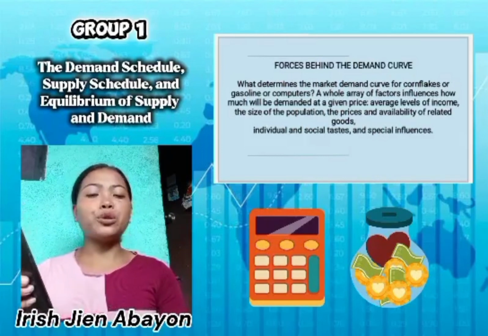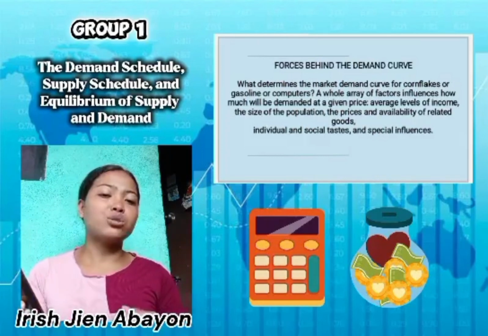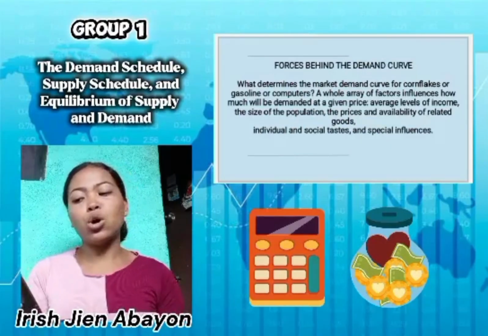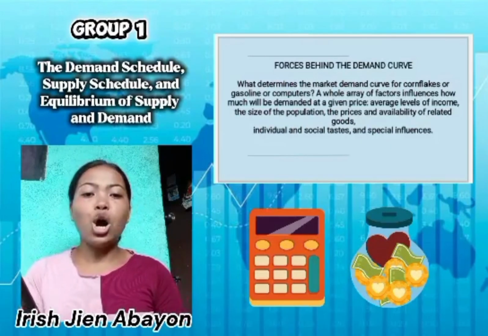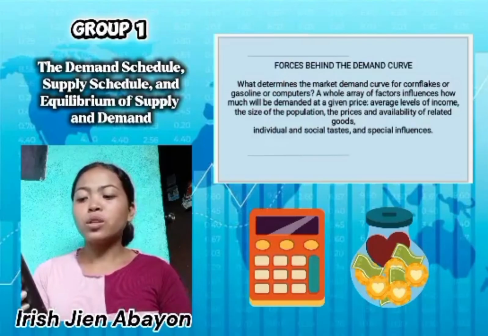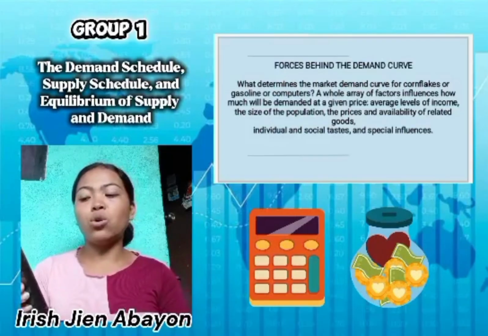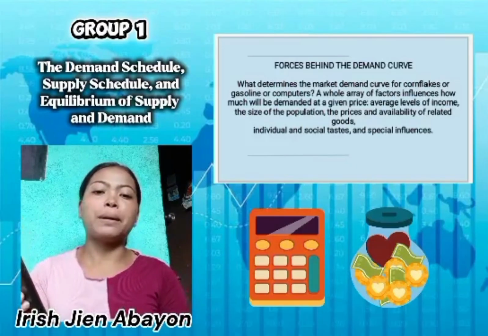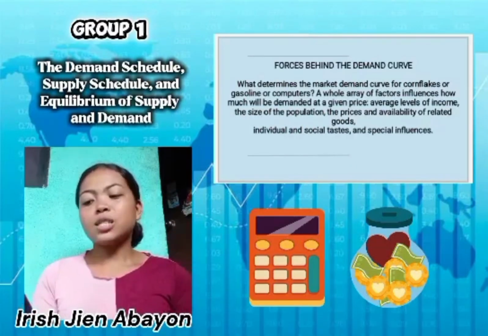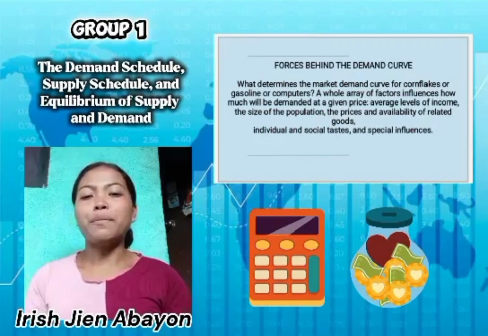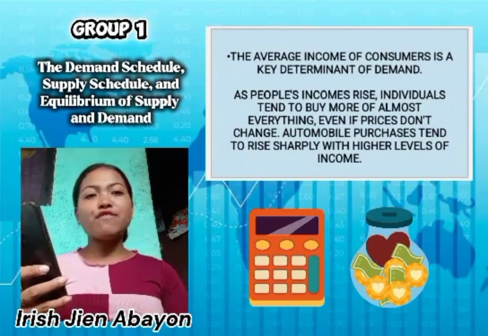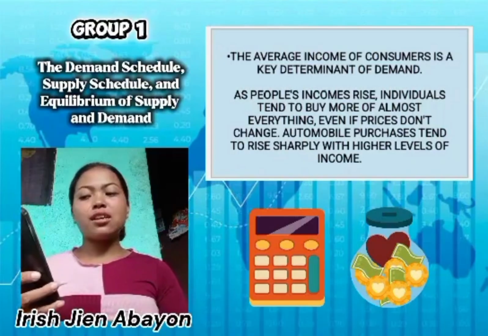Ang demand sa usa ka produkto sama sa bugas, gasolina, or even a cellphone nagdepende sa kita sa mga tawo, sa kadaghanon sa mga tawo, presyo sa mga produkto, o gusto o hilig sa mga tawo, o labaw sa tanan, espesyal nga mga hinungdan sama sa panahon. Let's explain each of them one by one. Let's start with the first one, the average income of consumers.